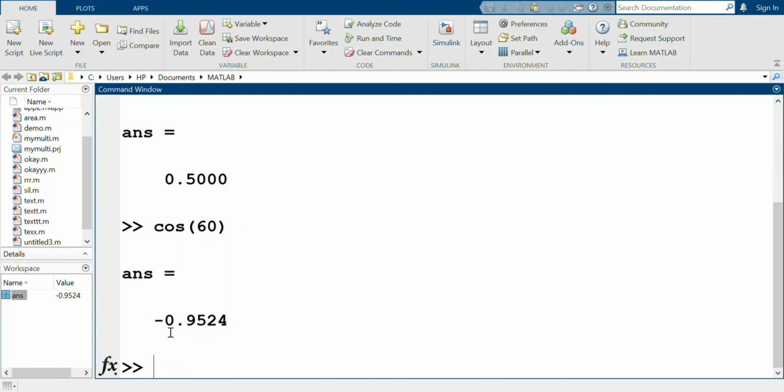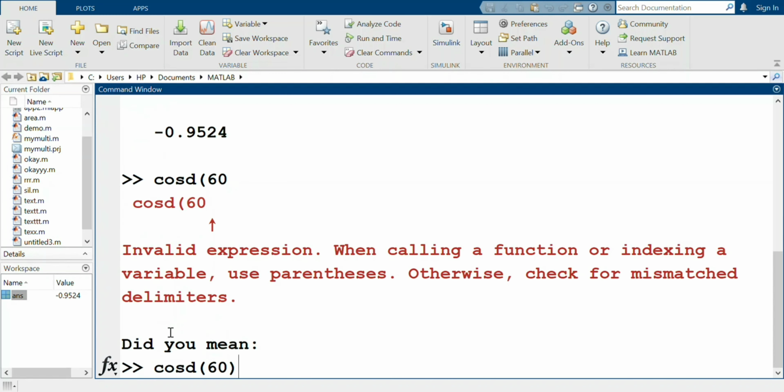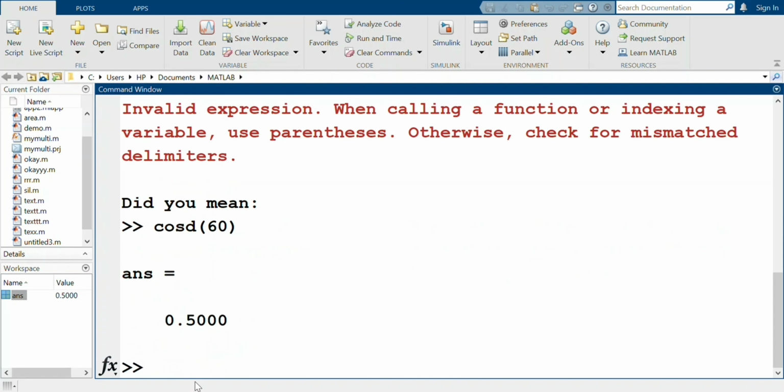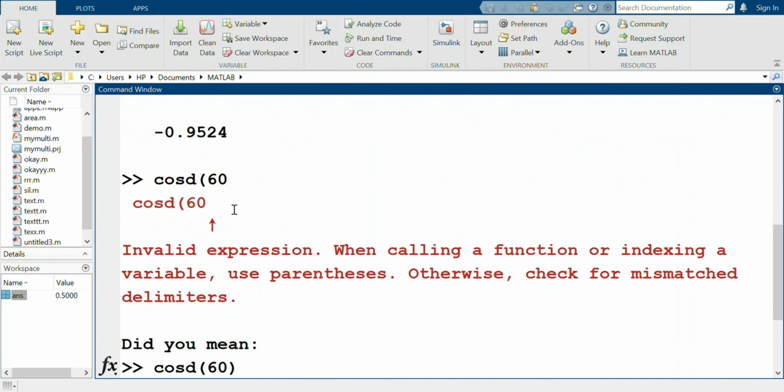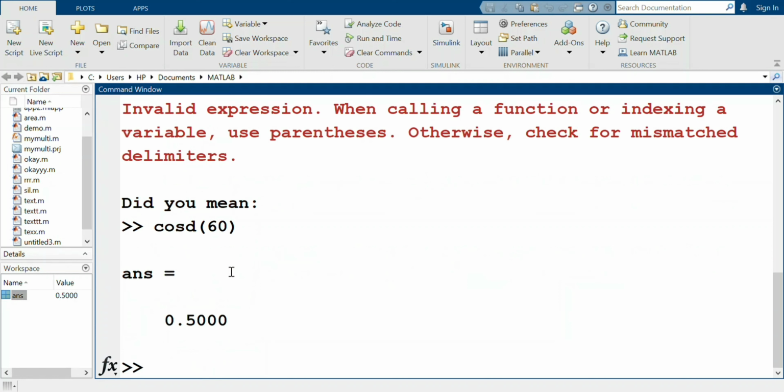or cosine 60. The answer will be in radians. You need it in degrees. You'll write cosine d 60 as example. It's also 0.5. Now, because I didn't close it, MATLAB asks me to close the operation. So when you close it, it will be done.